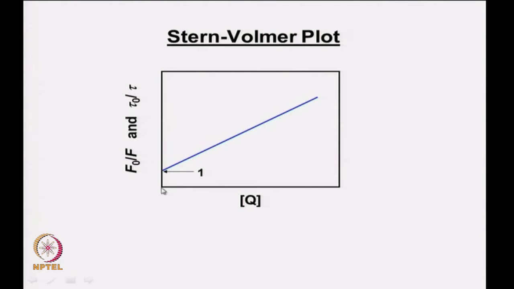So at the quencher concentration being 0, the F in the denominator would be F0, and F0 by F0 is 1, same for tau0 by tau0, which is equal to 1. That is why it starts from 1 and then it increases. Now this slope is essentially your K_SV, that is what it says. So your K_SV is equal to K_Q times tau0.